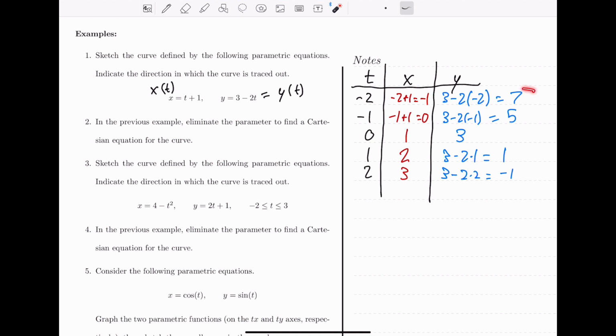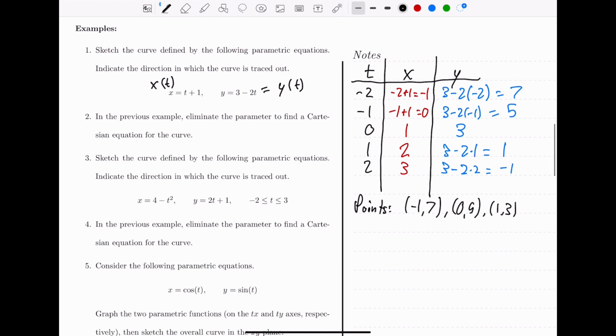All right, what does this give us now? Well, these are points in the xy plane that are being described by these parametric equations. So let's write down what the points are. The points that we found so far are -1, 7. So that's a point on this curve, -1, 7. And then we have the point 0, 5, x equals 0, y equals 5. That's another point. Now we have another point, 1, 3. And then we have 2 more points, 2, 1, and 3, -1.